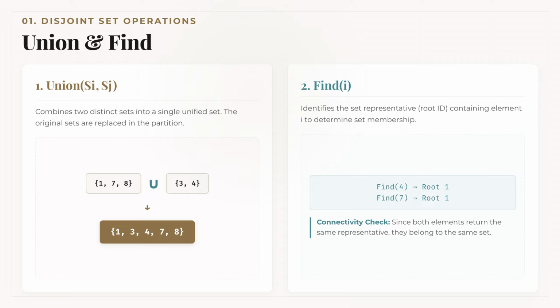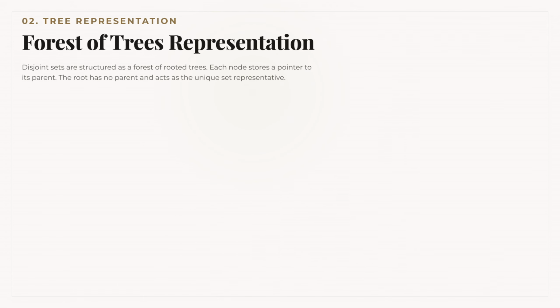The second operation is called find. The find operation answers an important question. Given an element, which set does it belong to? To answer this efficiently, every set has a representative element, usually called the root. The find operation returns the representative of the set containing the given element. Suppose find of 4 returns 1, and find of 7 also returns 1. Then we immediately know that 4 and 7 belong to the same set. This ability to determine connectivity quickly makes union-find extremely useful.